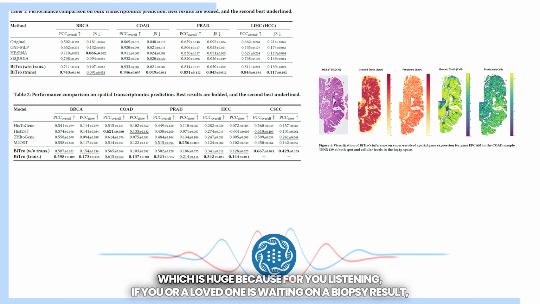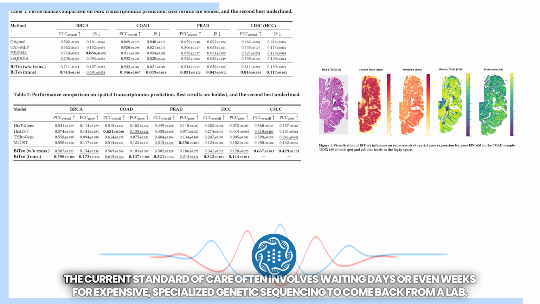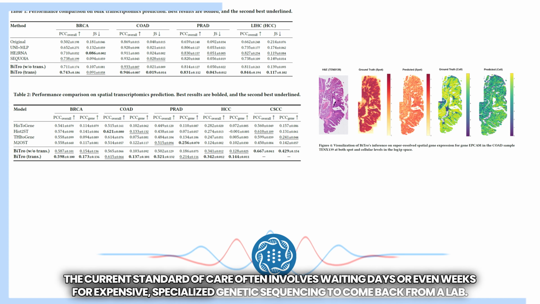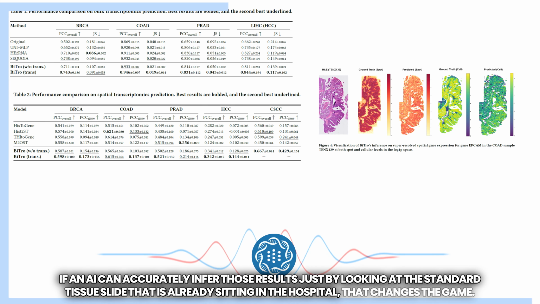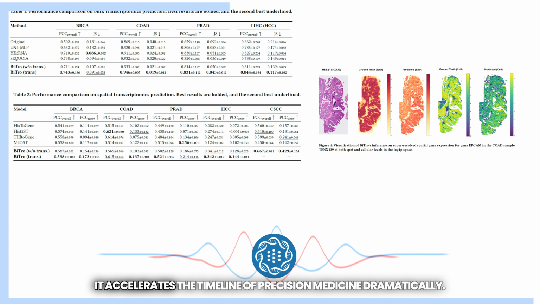Which is huge, because for you listening, if you or a loved one is waiting on a biopsy result, the current standard of care often involves waiting days or even weeks for expensive, specialized genetic sequencing to come back from a lab. Exactly. If an AI can accurately infer those results just by looking at the standard tissue slide that is already sitting in the hospital, that changes the game. It accelerates the timeline of precision medicine dramatically.